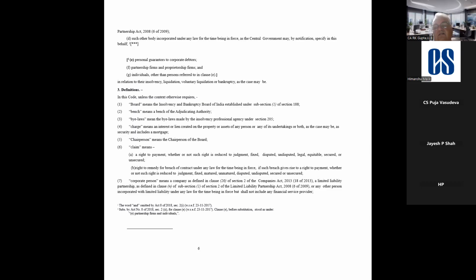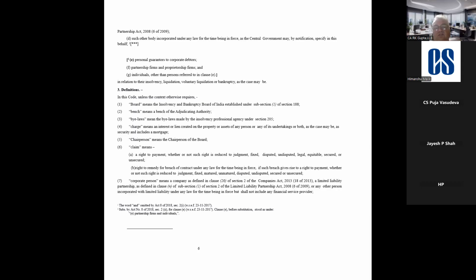who have incurred a debt, basically. And what is not included in corporate person is a financial service provider. Because these corporate persons are covered under chapter 2. Why are they not including the term financial service provider? Because for financial service providers, there is a separate section, section 227. Section 227 talks of a scenario where a financial service provider could also be brought within the ambit of IBC.